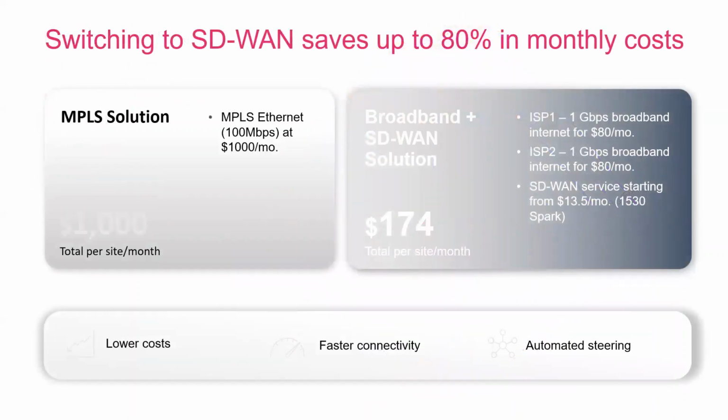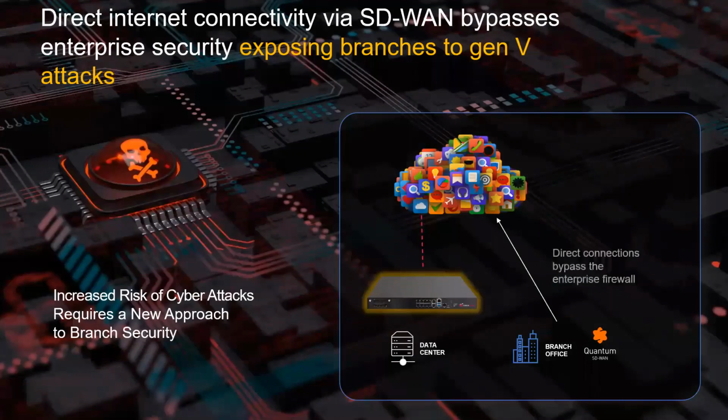The other big driver, I would say probably the biggest driver, is that MPLS is kind of expensive. A simple broadband connection at a branch and the SD-WAN solution combined is quite a bit cheaper. This slide says 80%. You see it's estimating $1,000 per month for MPLS and $174 for the SD-WAN and two ISP links. So it sounds great, right? Why doesn't everybody do it?